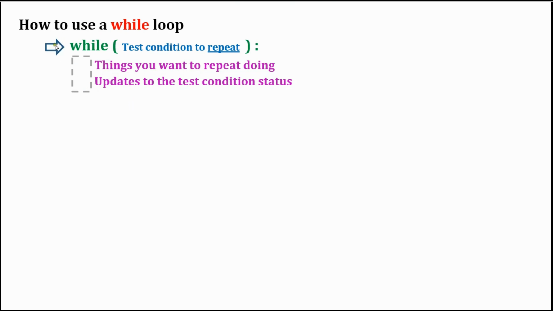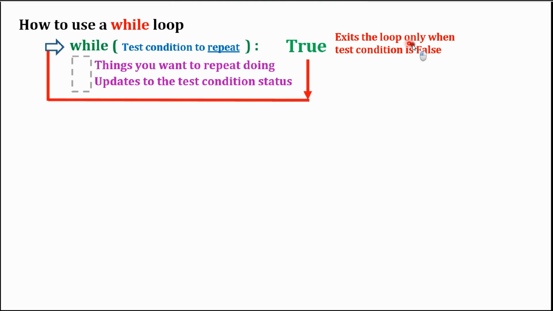So the code first runs through this test condition to see whether it's true. If it is true, it will execute the things inside the body of the while loop, which are the things you want to repeat and the updates to the test condition. Then it goes back to check whether there's a need to repeat, and this keeps repeating as long as the test condition is true. Once the test condition becomes false, it will exit the loop. So it exits the loop only when the test condition is false.